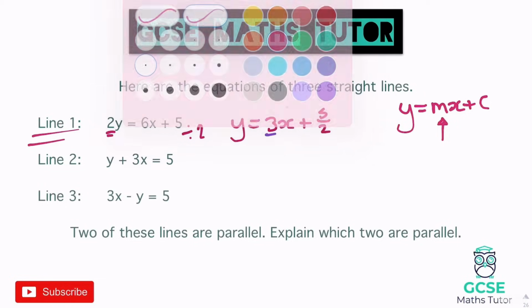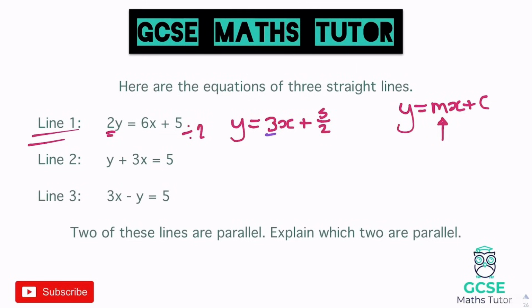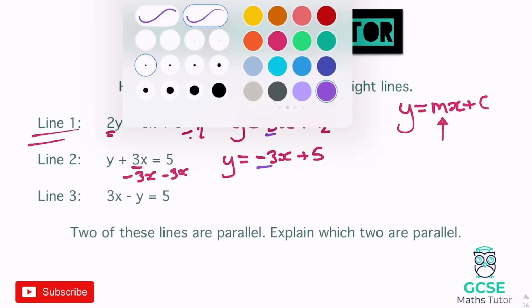Let's have a look at the next one. y plus 3x equals 5. Well, that's not in the y equals mx plus c format either, because this 3x is on the wrong side of the equal sign. So if we take away 3x from both sides, move that over to the other side, we get y equals -3x plus 5, just popping that plus sign in front of that 5 there. Again, we could have written it the other way around, but let's keep them all aligned. So that is a gradient of -3. So those two definitely aren't parallel.